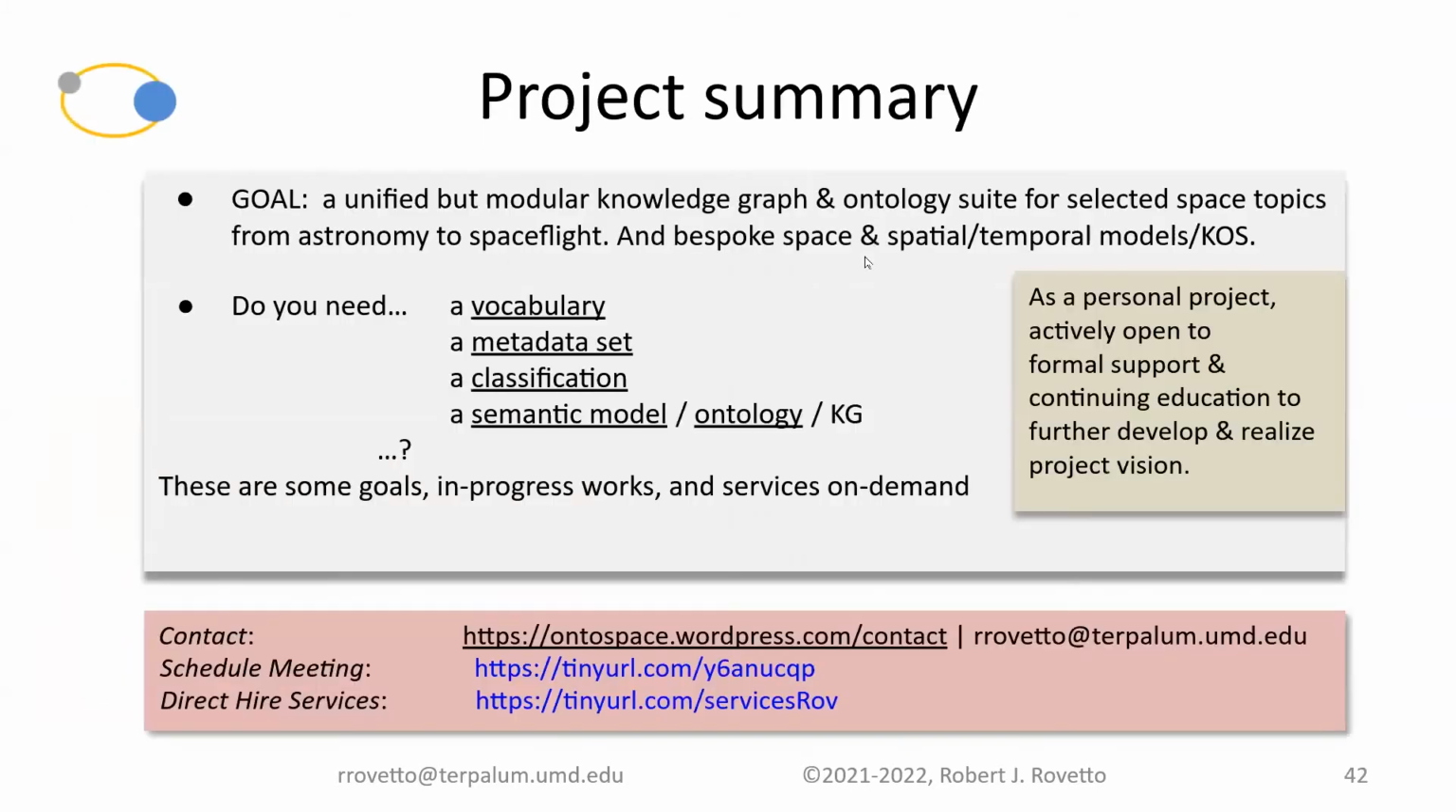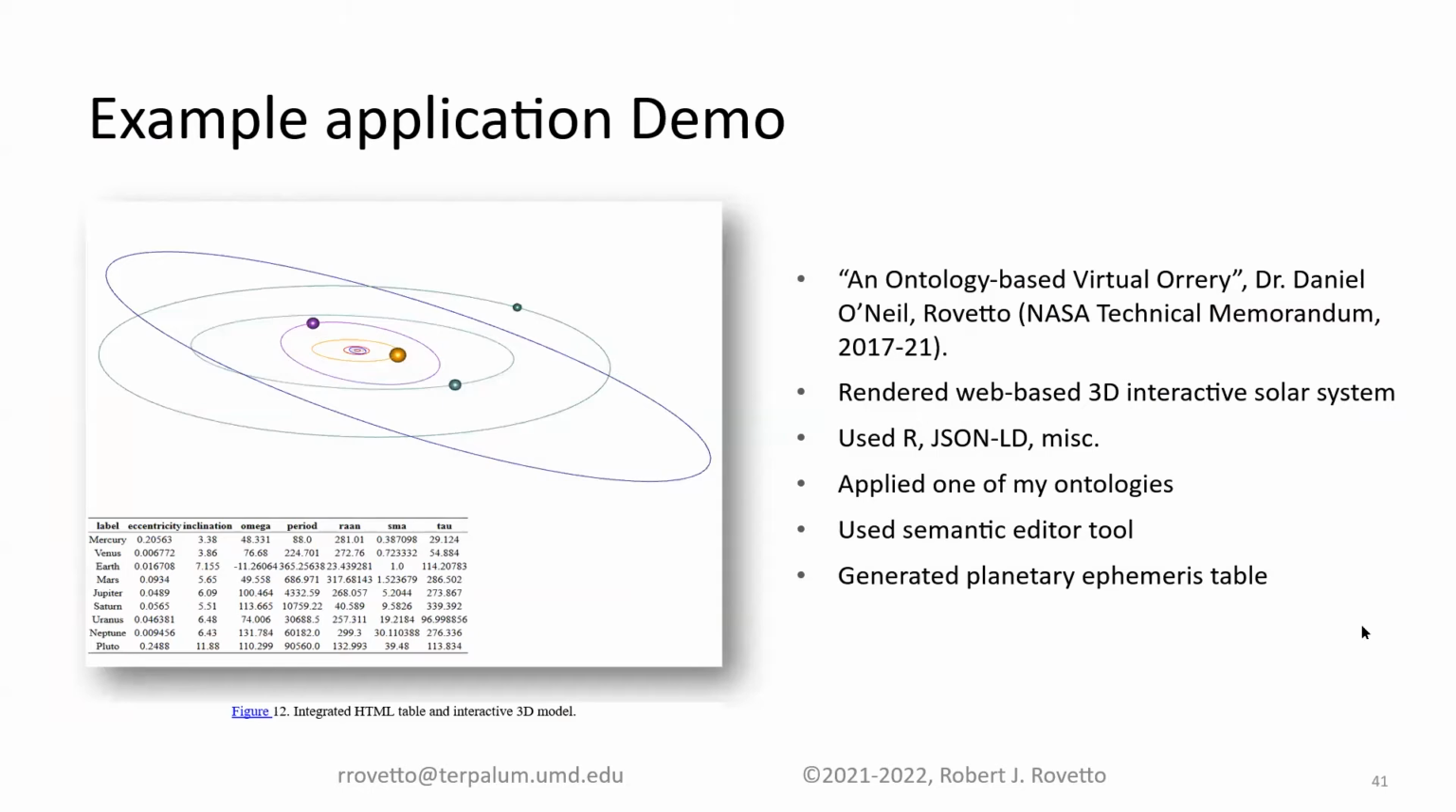So I'd like to now have a demo of an application of some of my ontologies with a colleague out of one of the NASA centers, in which we rendered a 3D interactive solar system using R, JSON, one of my ontologies, and an editor tool. So give me one moment and I'll switch to that.